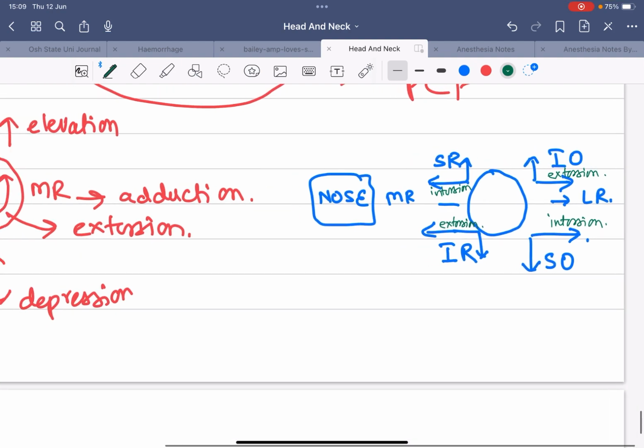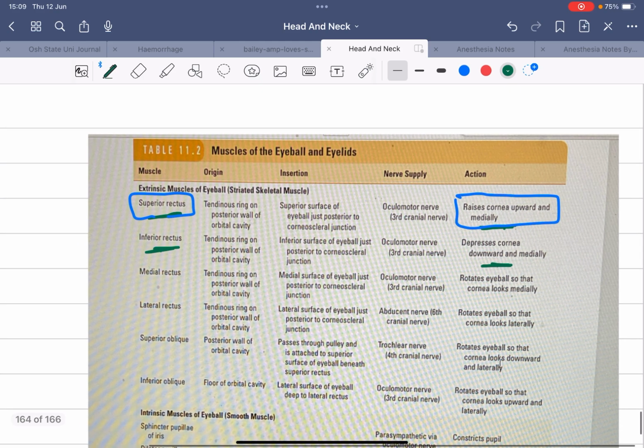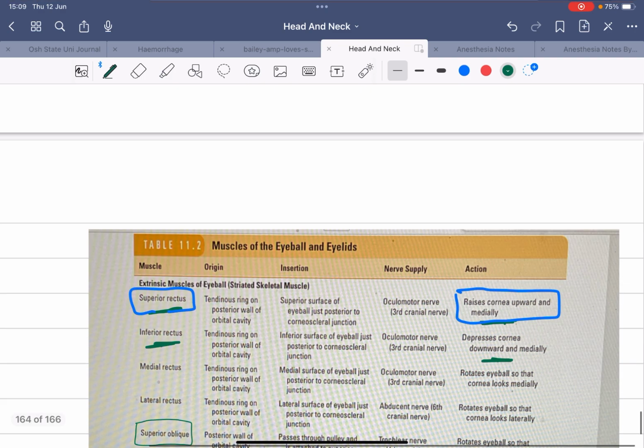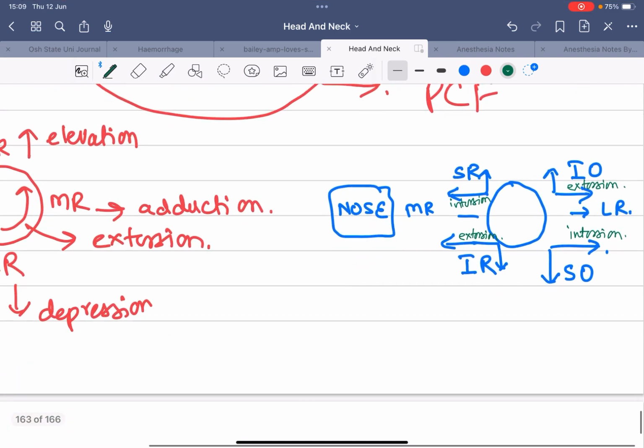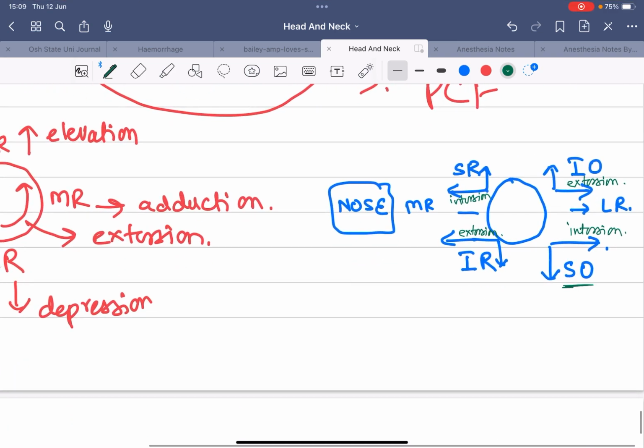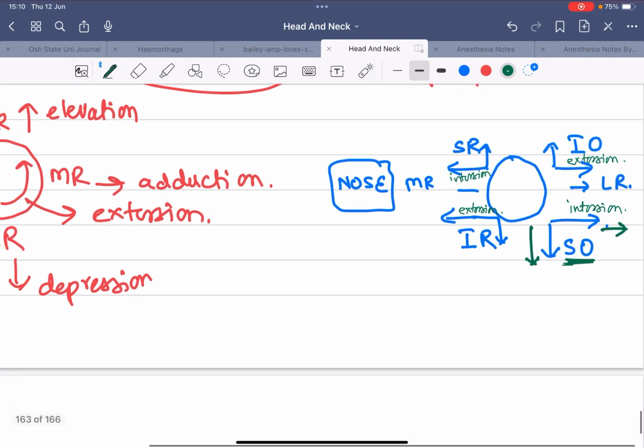For example, see here, superior oblique muscle. Superior oblique muscle, cornea looks downward and laterally. So see the diagram. This is our superior oblique muscle. It pushes the cornea downwards and moves it laterally. Nose, so if the eyeball is going in this direction, it means it is going laterally, and it also causes intorsion also. So this is how you can understand the actions of the eyeball muscles.